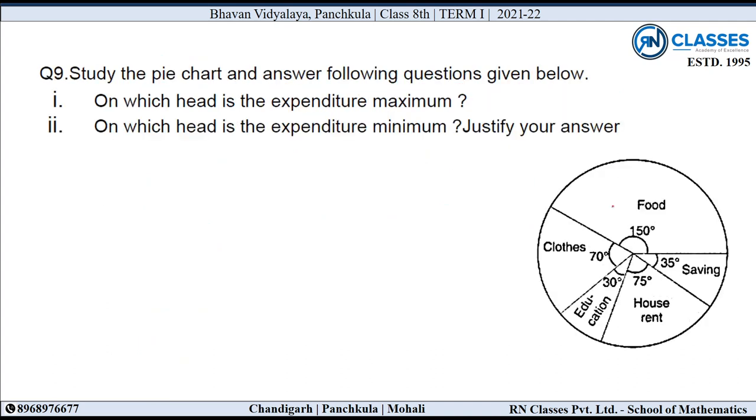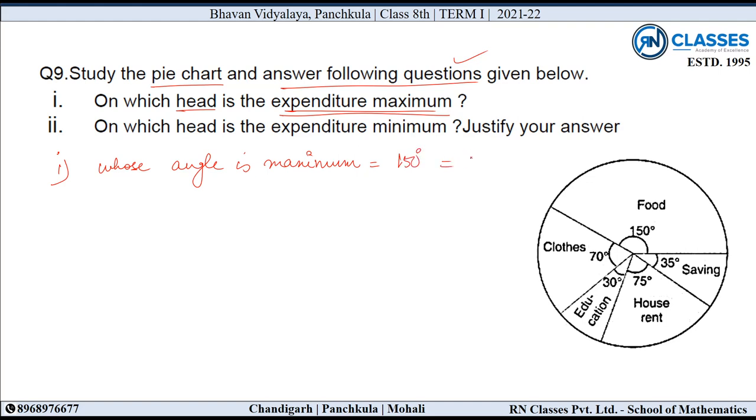Let's move on to question number 9, right? Study the pie chart and answer the following questions. It is an analysis question: study the pie chart and answer. On which head is the expenditure maximum? Where is the expenditure highest? It is a one mark question, you can write the answer directly. Look, whose angle is maximum? Whose angle is the biggest? 150 degrees is the highest, which means food. That's it.